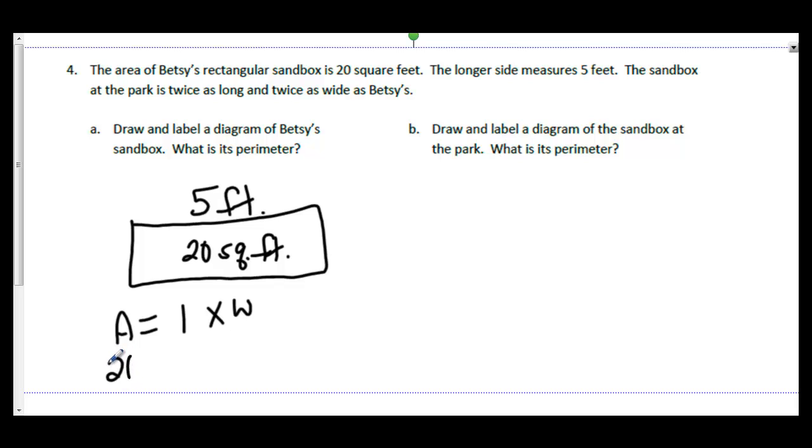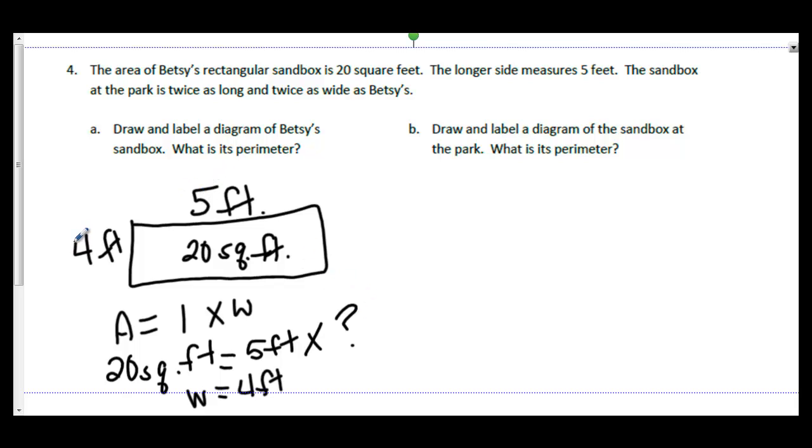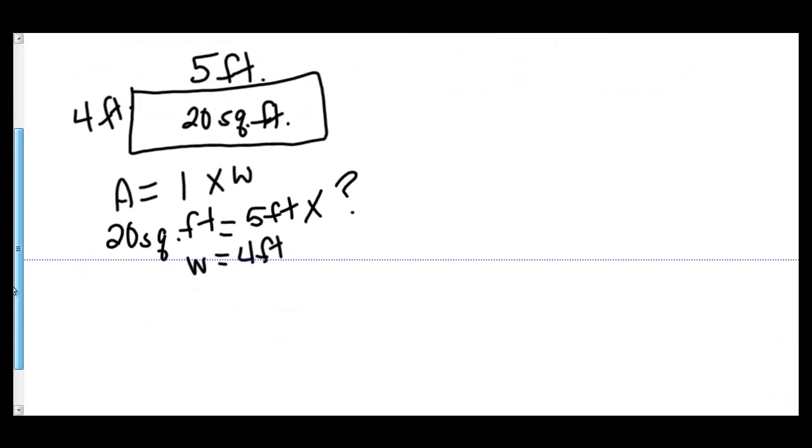The area is 20 square feet. I have a length of 5 feet times something, so the something has to be 4 feet. So the width is going to be 4 feet because 4 feet times 5 feet equals 20. But the question doesn't say what's the width. It says what is the perimeter. Now that I know that the side is 4 feet, I'm going to go back and find the perimeter.